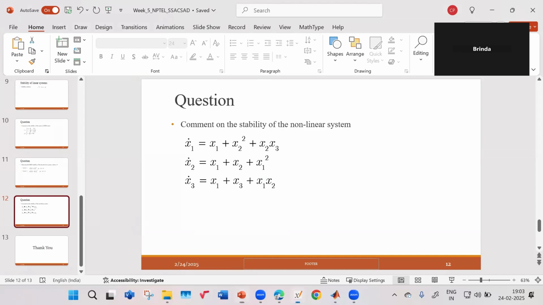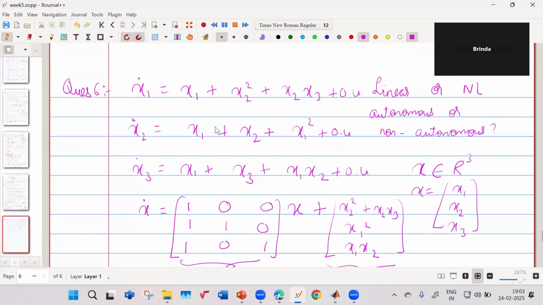So then comment on the stability of the nonlinear system. Okay. What is the equilibrium point of this system? What is the equilibrium point? And how do you find the equilibrium point? X1 dot equal to x1. Hmm. No, that's not the way.